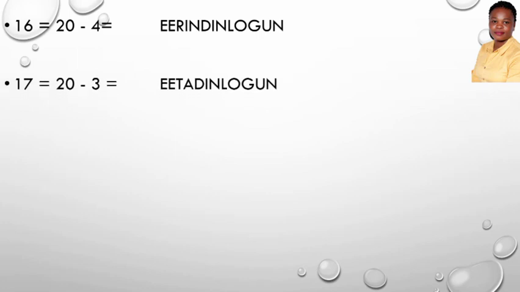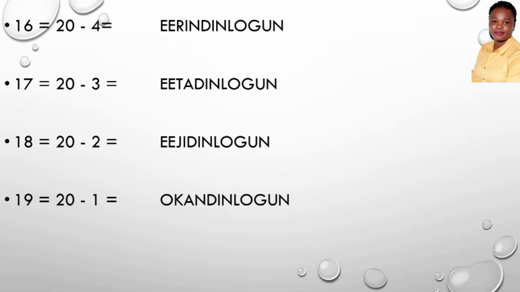And that goes for 16, 17, 18, 19, 20. It's going to be minus in descending order. 16 ẹ̀rìndínlógún, 17 ẹ̀tàdínlógún, 18 èjìdínlógún, 19 ọ̀kàndínlógún, 20 ogún. 20 is ogún, that is 20.